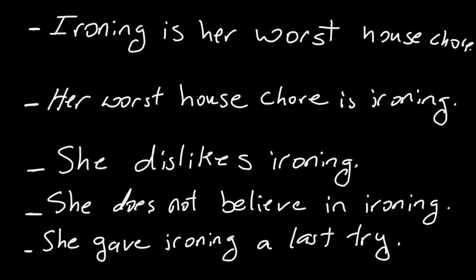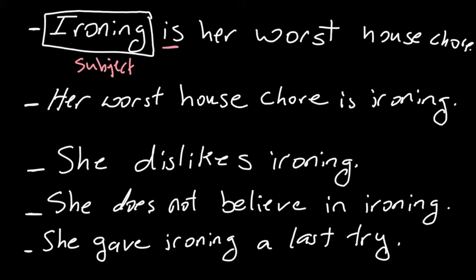Now let's look at the 5 instances of gerunds in a sentence and how they function as nouns. If you look at the first sentence, "Ironing is her worst house chore," the present participle is ironing. In this instance, ironing functions as the subject of the sentence, and "is" is its verb.